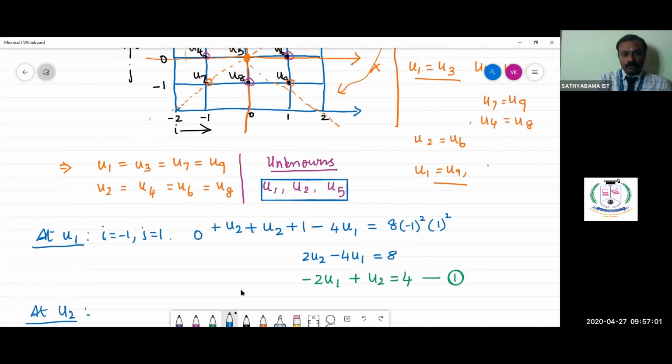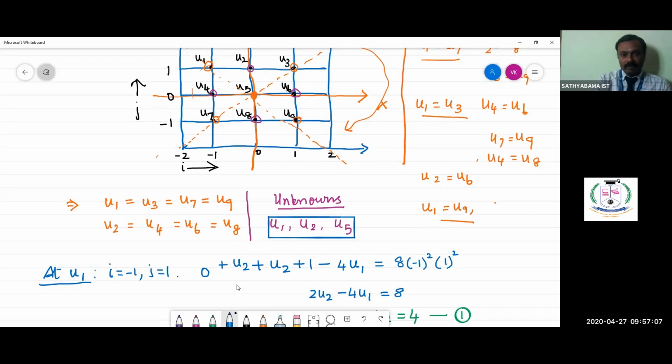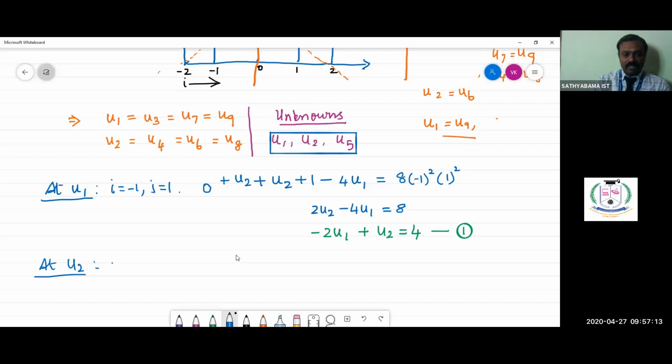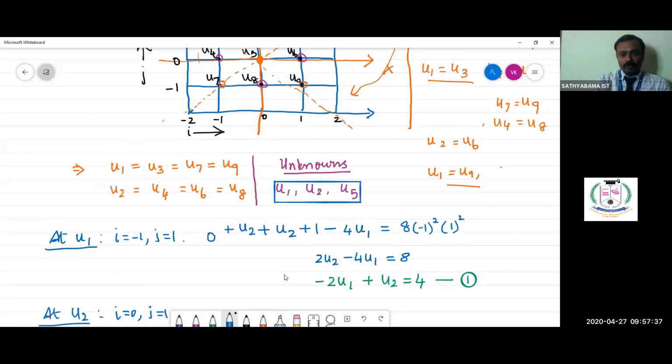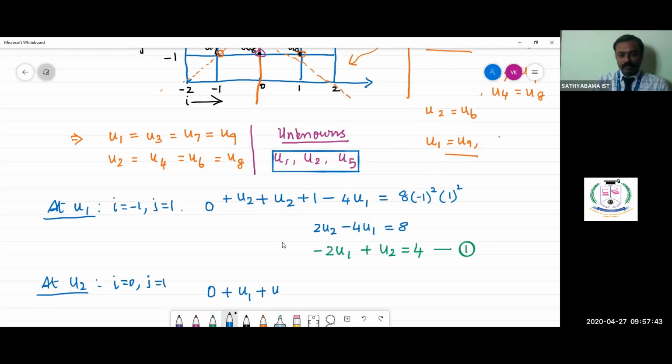Our u2 lies on the y-axis. So i equal to 0, j equal to 1. The value above u2 is the boundary point, and we know u is 0 along the boundary. To the right we have u3, which is the same as u1. Below u2 it is u5, an unknown quantity, so retain it as u5.